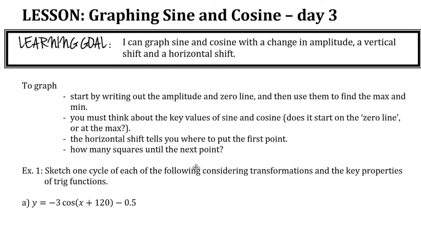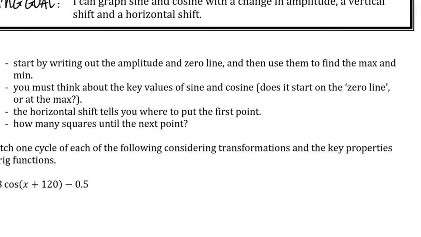So we're going to do two questions here, and the instructions are the same. Sketch one cycle of each of the following with the transformations and the key properties like we talked about. And again, there's the step-by-step process outlined here. We start by looking at the amplitude and the zero line, and that gives us the max and the min, and we know that important things happen at the max and the min. Those are some of our key points. Both sine and cosine have 5 key points that you need to know, right? You need to know where they are.